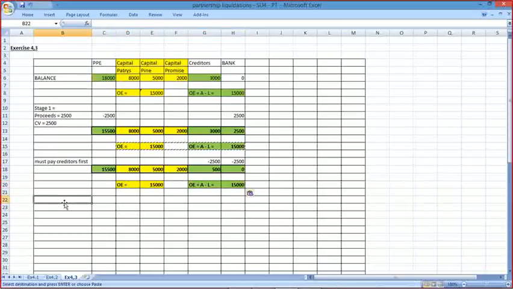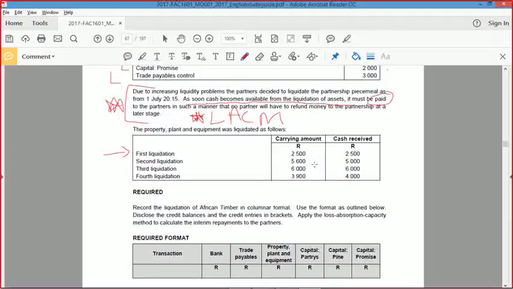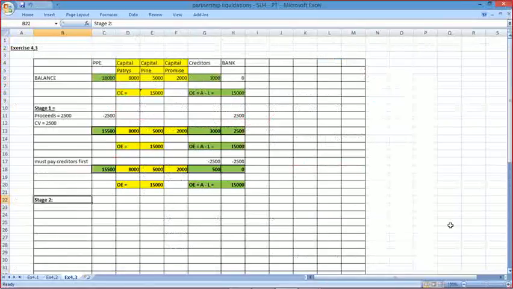Okay, stage 2 now. Good or bad stage? A bad stage. Why bad? Because we're making a 600 rand loss. Perfect. So you can see you sold assets worth 5,600 for 5,000. So you have made a loss. That's important to identify. Okay, so let's go back.